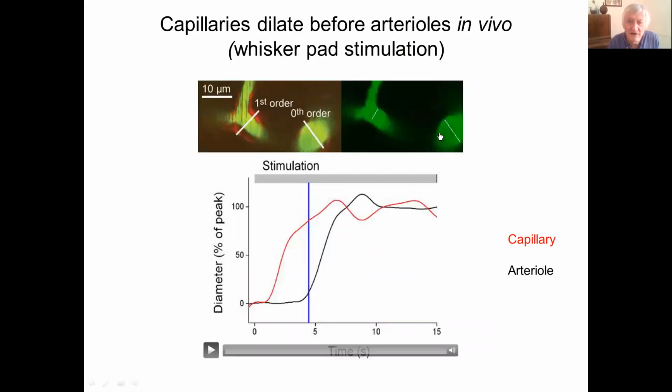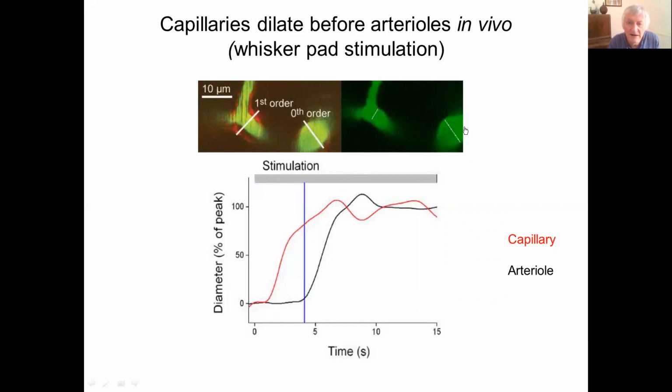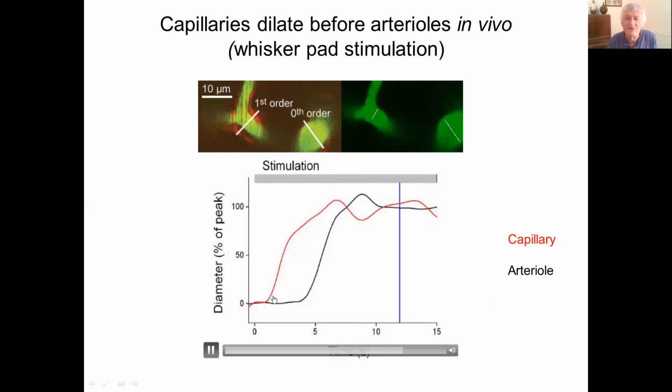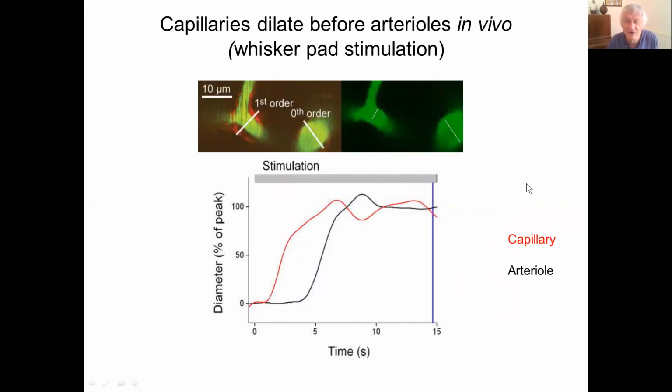Now, if we focus in on just an arteriole and a capillary, what we find is, as you can see in this graph at the bottom, which gives away the answer, the capillaries dilate first. Okay, so I'm going to play the movie, and I want you to look just here near the capillary first of all. When we stimulate, the capillary dilates, and only later the arteriole dilates. In this particular example, the arteriole dilates very slowly compared to the capillary. I'll play it again. So here, the capillary dilates, and only later the arteriole dilates. So this tells us it's an active relaxation of the capillary by the pericytes relaxing.